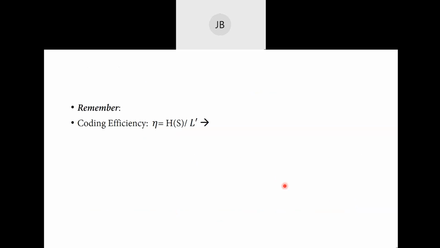Okay, so now we need to remember that the coding efficiency is computed by this equation, that is entropy divided by the average code word length, and the redundancy is computed by this equation.